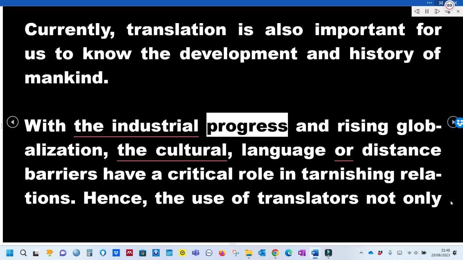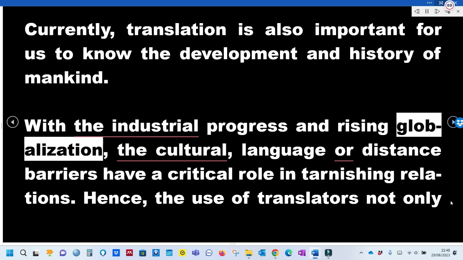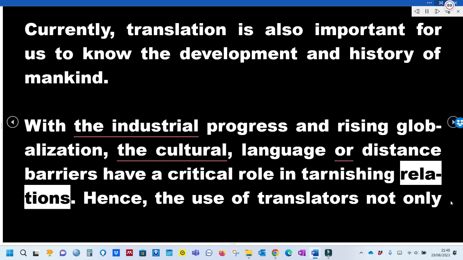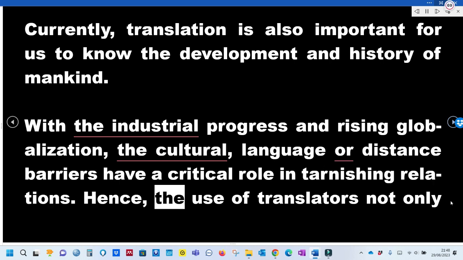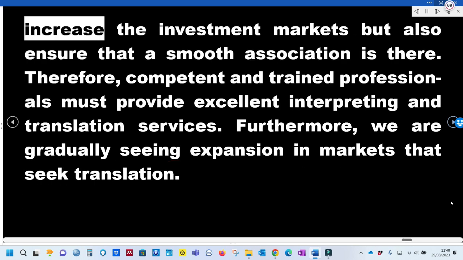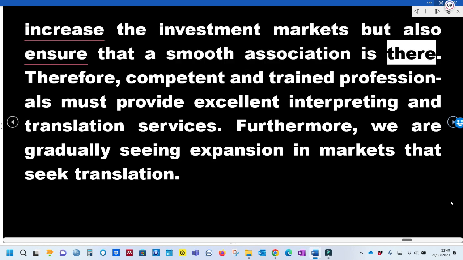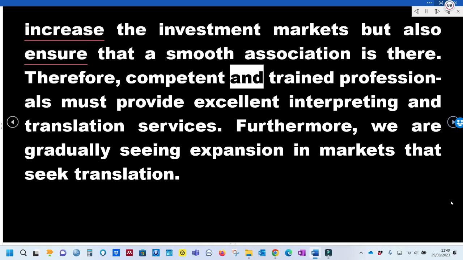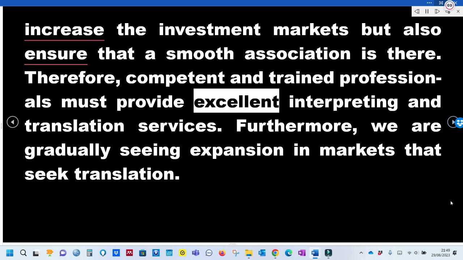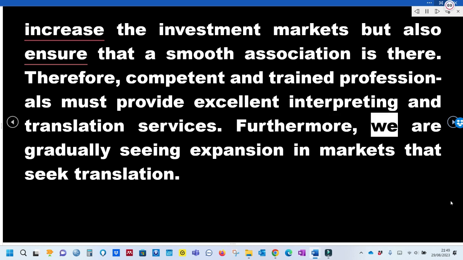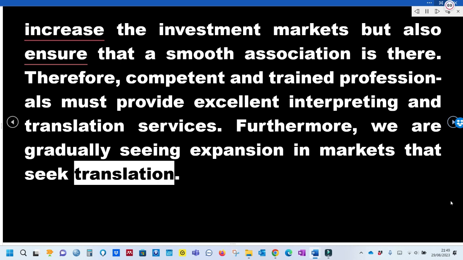With the industrial progress and rising globalization, cultural, language or distance barriers have a critical role in tarnishing relations. Hence, the use of translators not only increases the investment markets but also ensures that a smooth association is there. Therefore, competent and trained professionals must provide excellent interpreting and translation services. Furthermore, we are gradually seeing expansion in markets that seek translation.